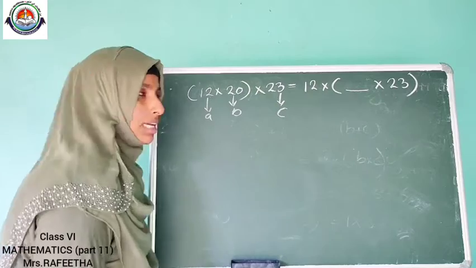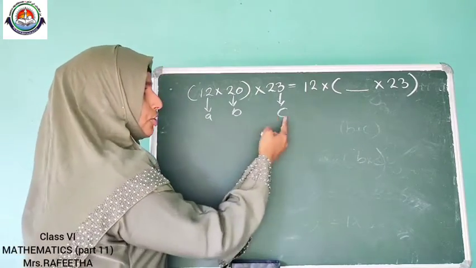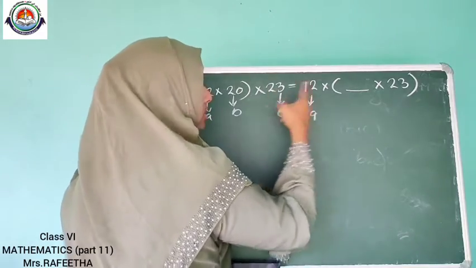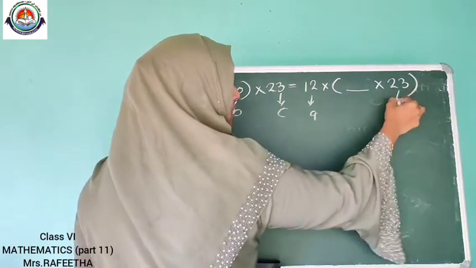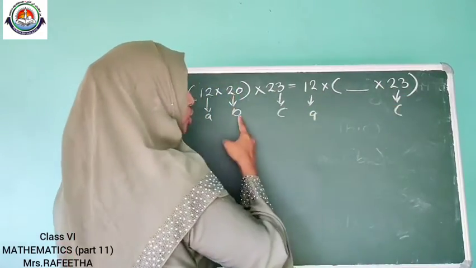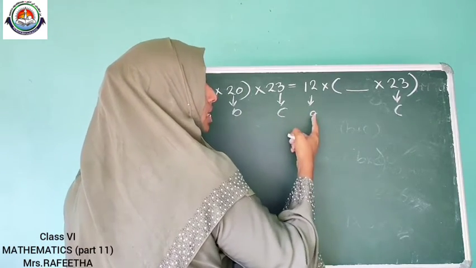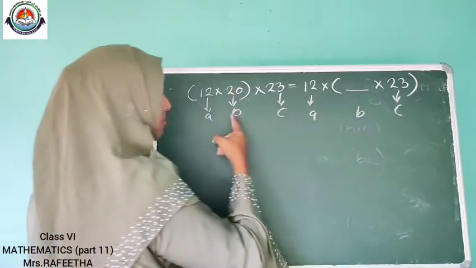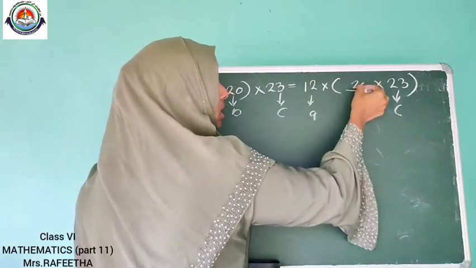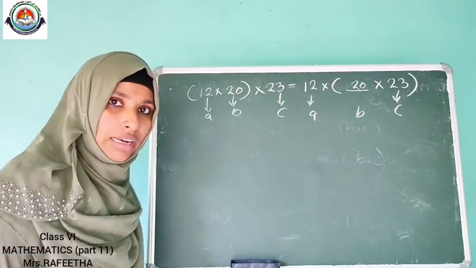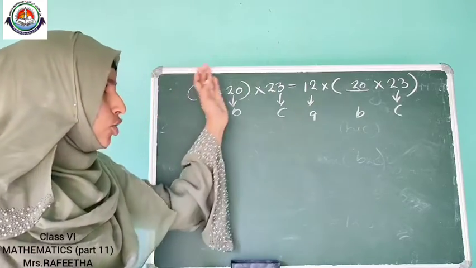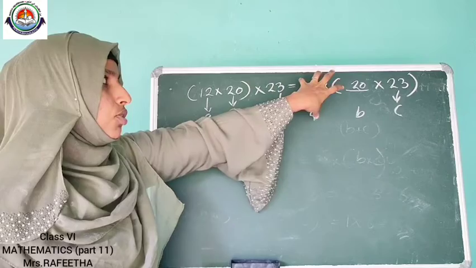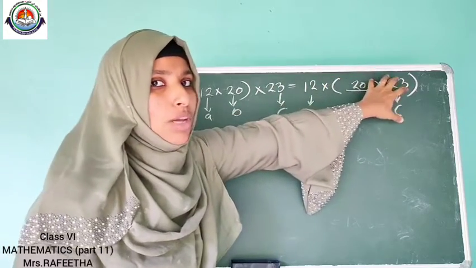So which form is it? A into B into C. So here this is A and here this 23 means C. Is it? A into B into C is equal to, we know, A into B into C. So what is the B here? That is 20. Okay children, got it? That is A into B into C. A into B, bracket inside, into C is equal to A into bracket inside B into C.